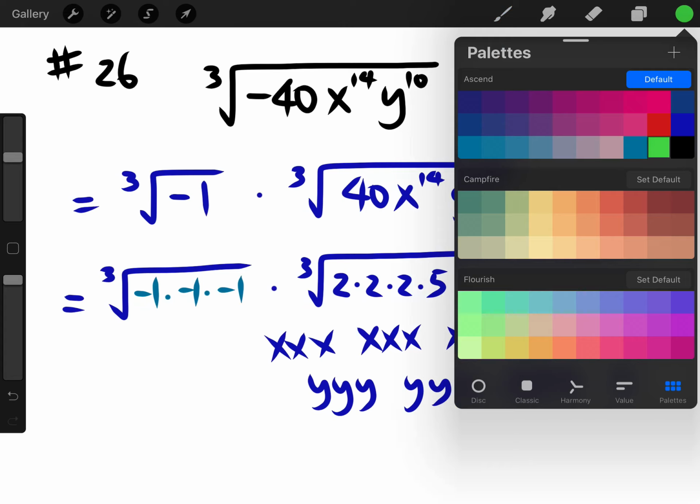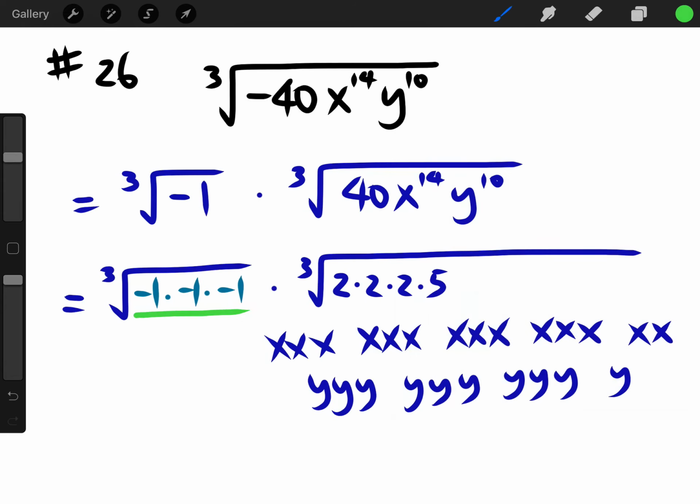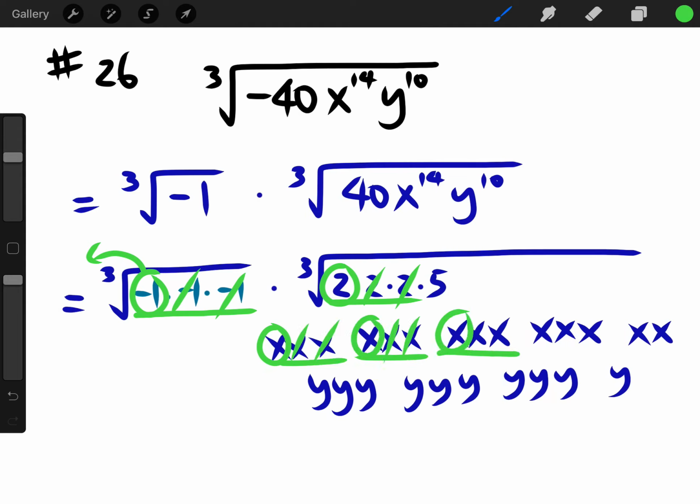All right, so this is what I'm going to do. I'm going to underline 3 of the same terms, circle 1, cancel the rest, and bring the one that I circled out. I'm going to do that for the 2, and then the x's. So underline the y's.